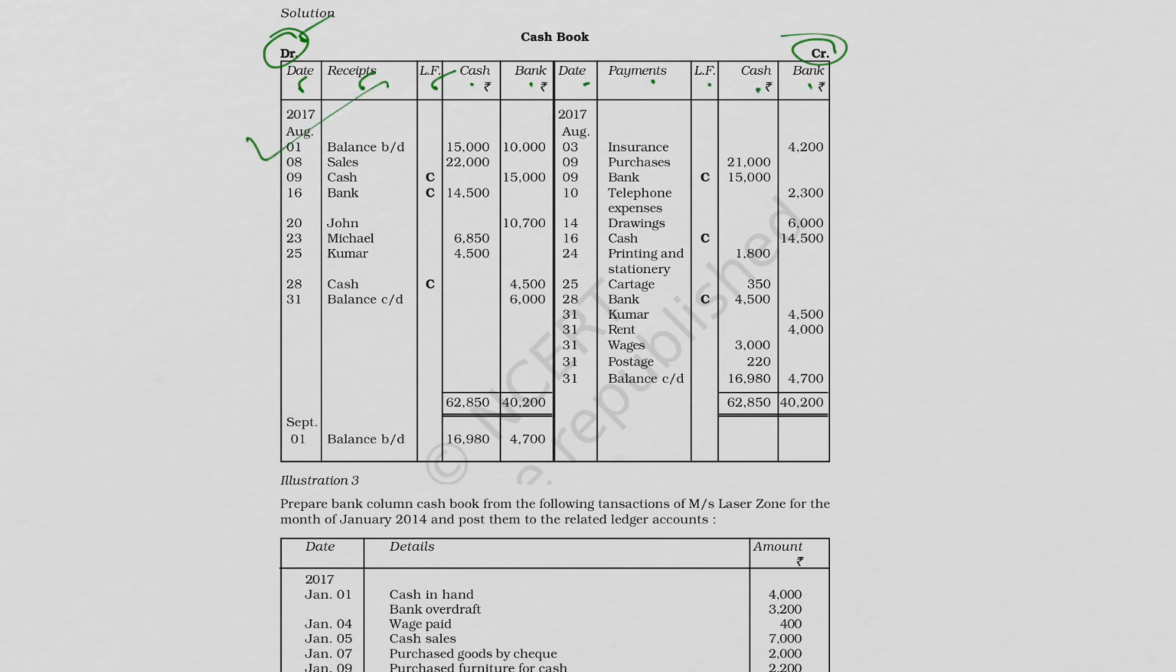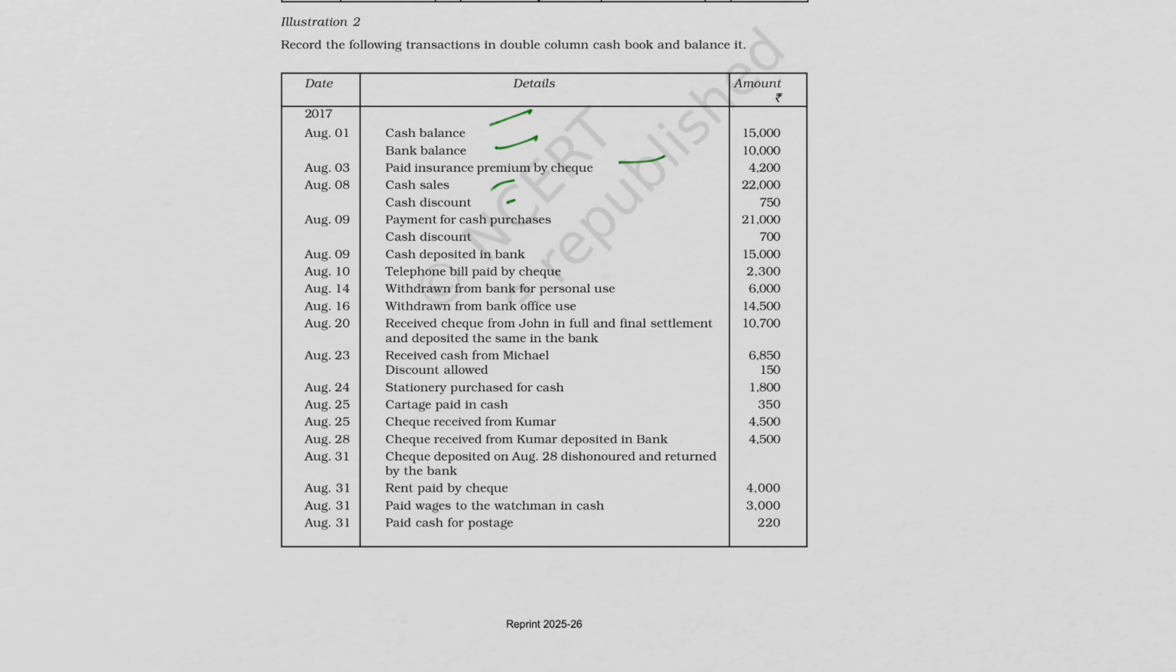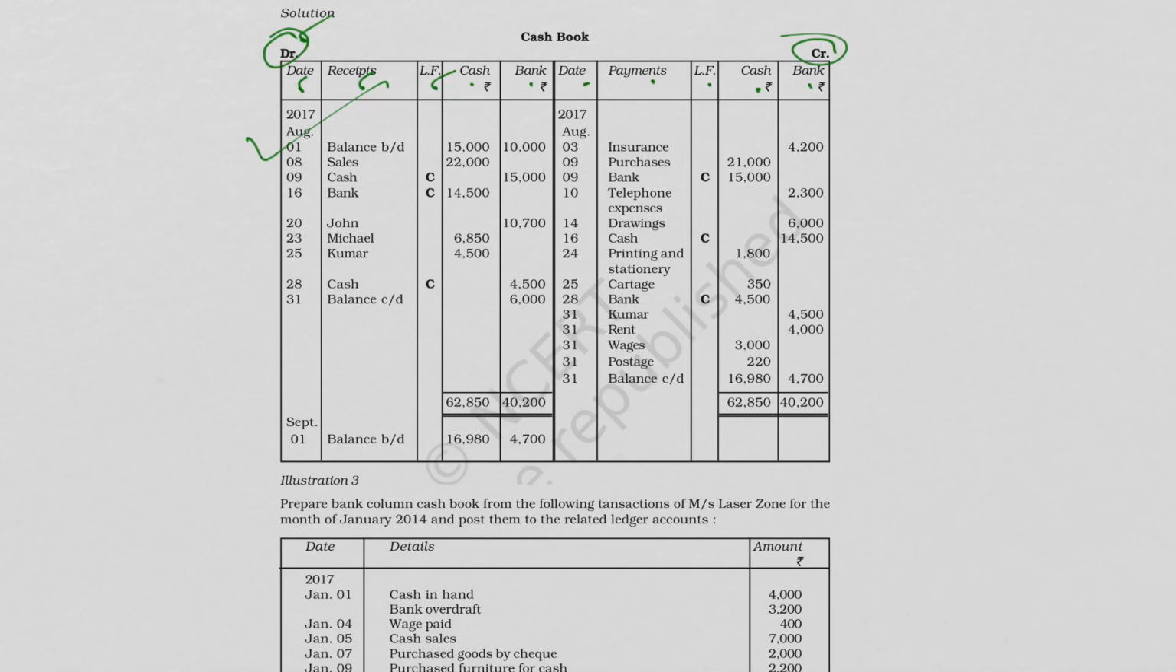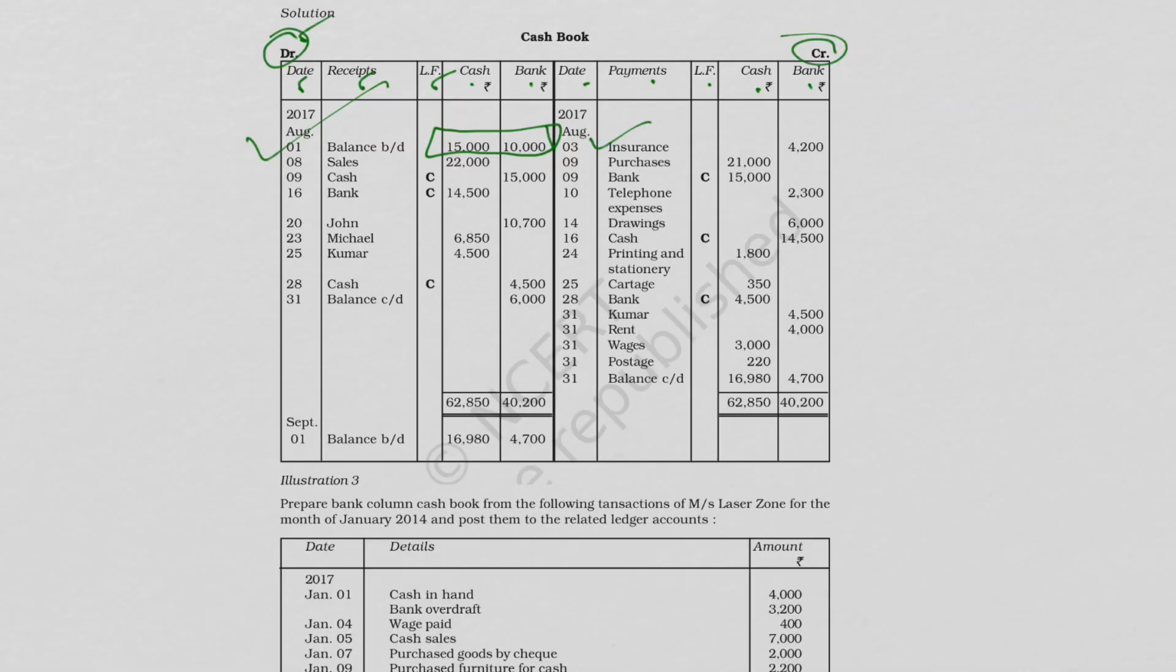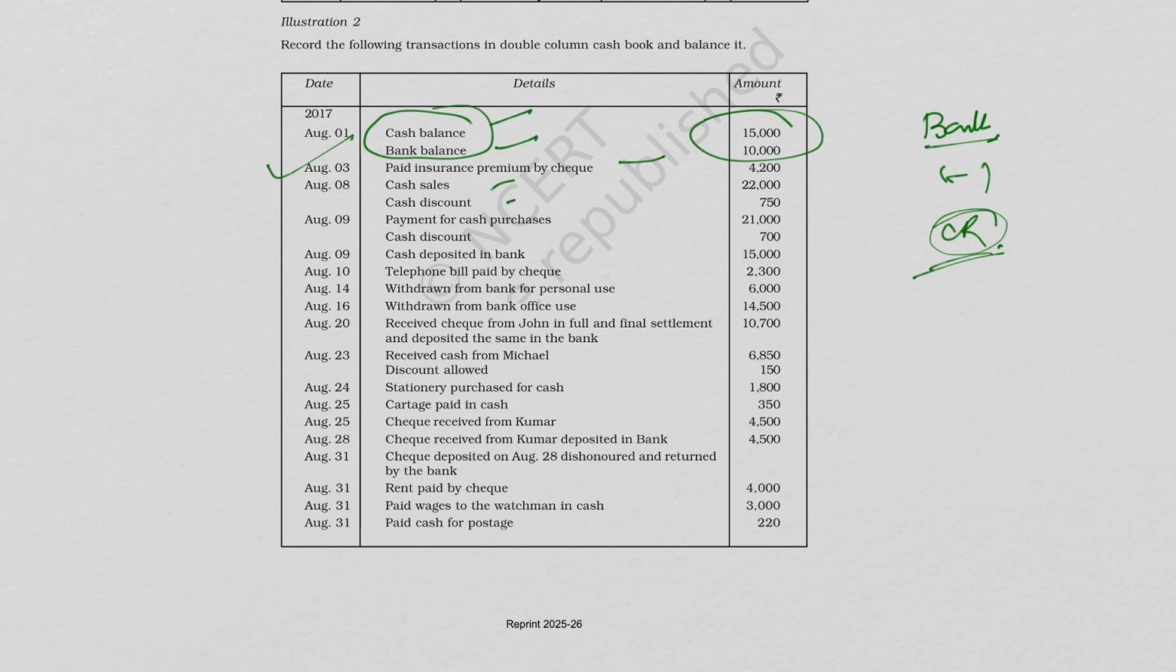Okay, so first of all, we'll carry forward the balances. So balance brought down. Here we have cash balance rupees 15,000, bank balance rupees 10,000. Okay, so we have written this. Then the second transaction, we have paid insurance premium by check. So basically, bank account is being affected. So bank is reducing, so we'll mention it on the credit side. By insurance 4,200.